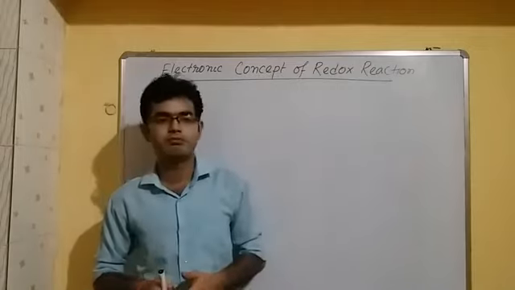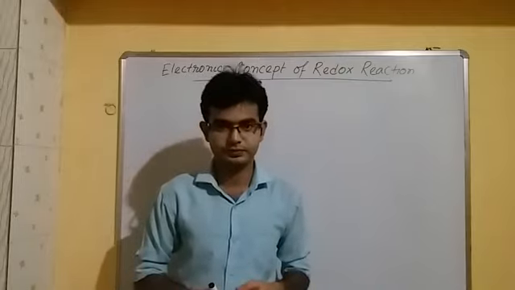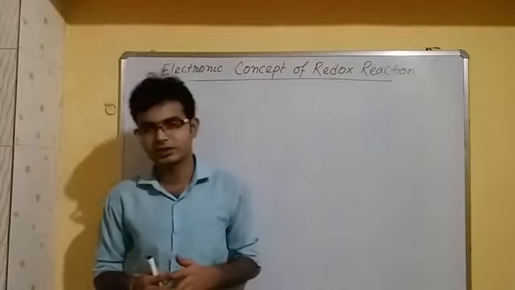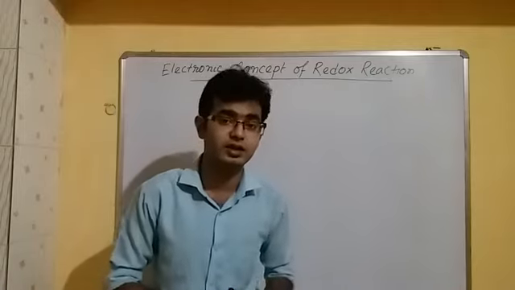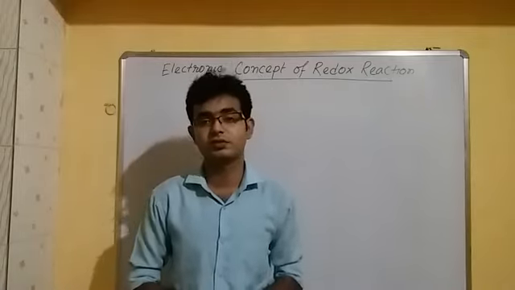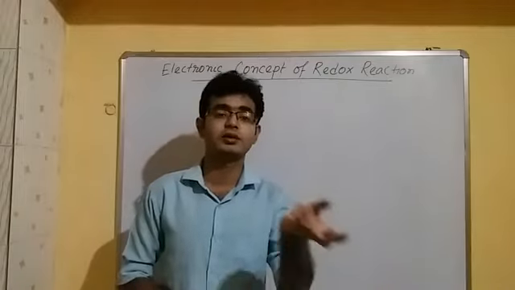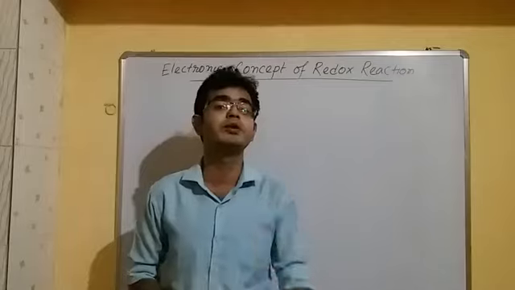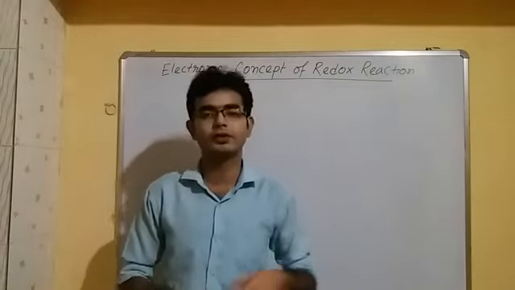We learned that metals are conductors of electricity. Why? Because metals can lose electrons, they can form cations. Cation is a positively charged ion. Electron is negative. When an atom loses the negative, it will be positive.